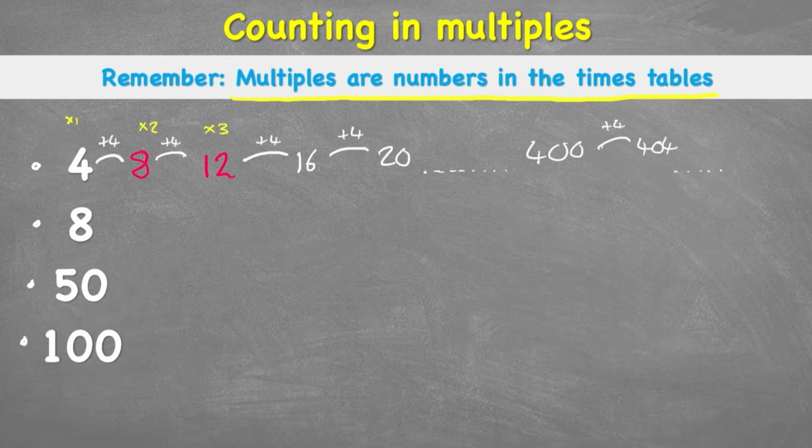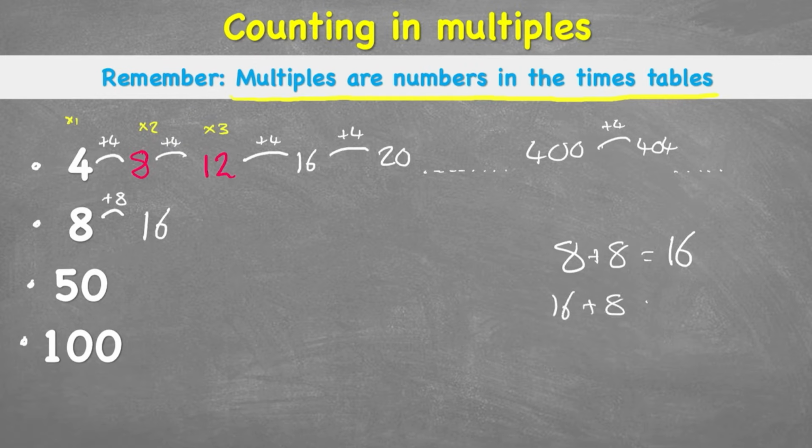Let's have a look at our multiples of 8. It's exactly the same strategy. All we're going to do is find the next 8 by plussing 8. And 8 add 8 equals 16. So therefore my next multiple would be 16. 16 add 8 would be my next one, and that equals 24. And then to find the next one, all I'm going to do is continue adding 8. 24 plus 8 equals 32.